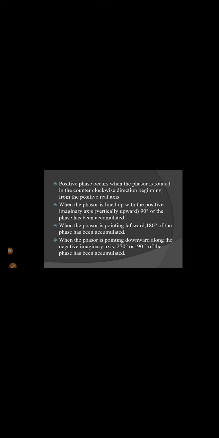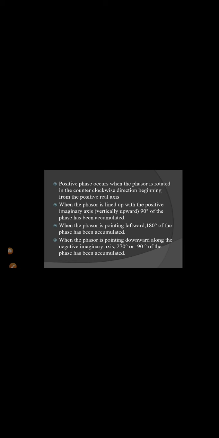A positive phase occurs when the phasor is rotated in the counterclockwise direction beginning from the positive real axis. Taking the x-axis, you rotate it counterclockwise by 90 degrees, and then it lines up with the positive imaginary axis, vertically upward at 90 degrees. The phase has been accumulated, so the phase increases. When the phasor is pointing leftward, 180 degrees of phase has been accumulated.